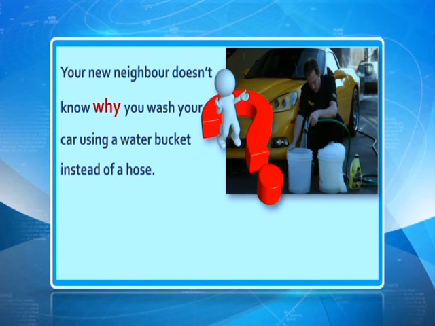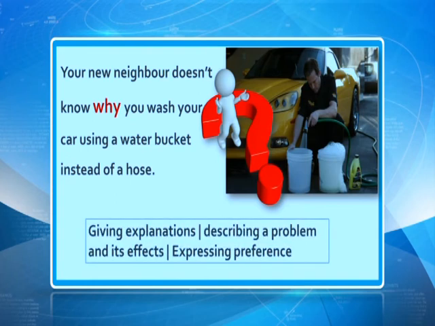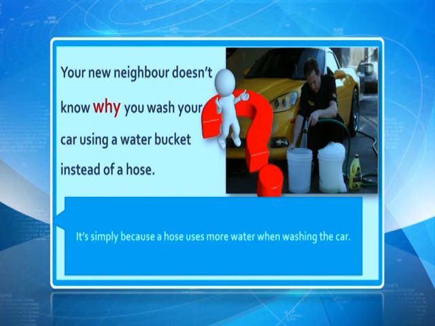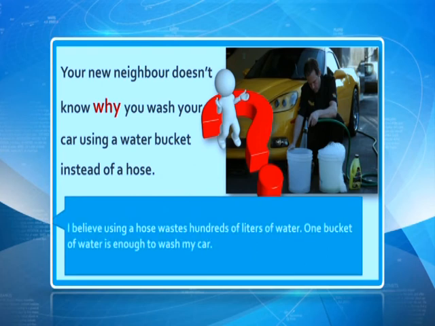Another situation, your new neighbor doesn't know why you wash your car using a water bucket instead of a hose. You can give explanations, you can describe a problem and its effects, or you can simply express your preference. Okay? A sample answer could be, it's simply because a hose uses more water than a bucket when washing the car. You can say, I believe using a hose wastes hundreds of liters of water. 1 bucket of water is enough to wash my car.